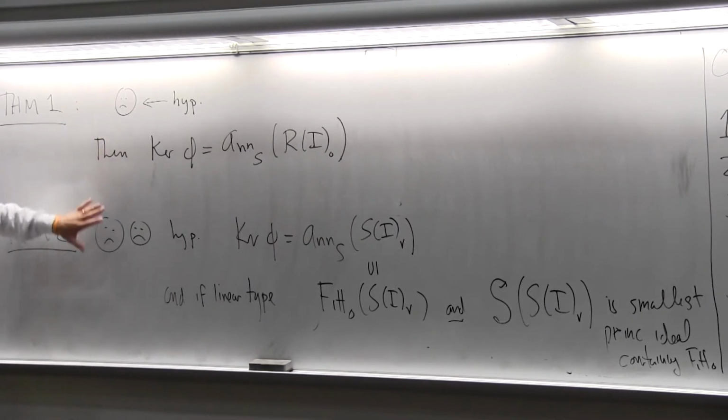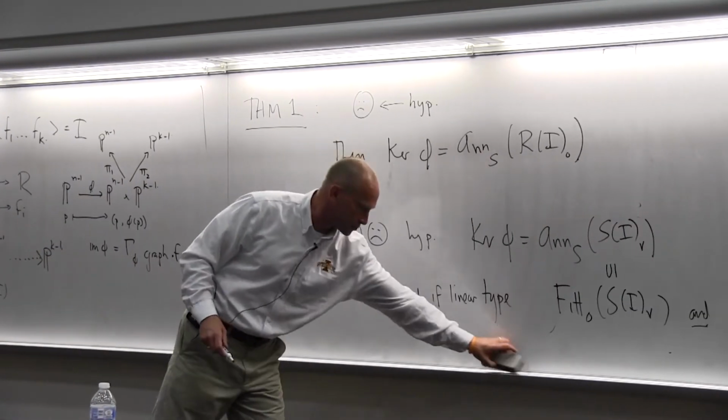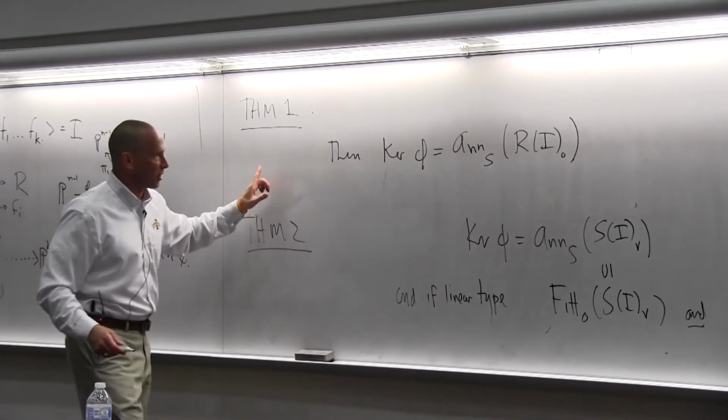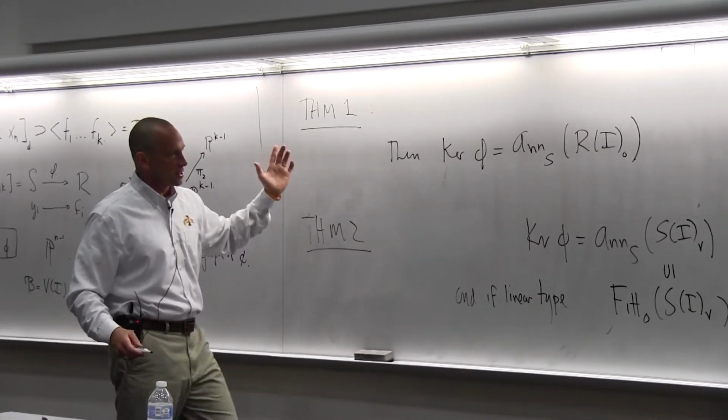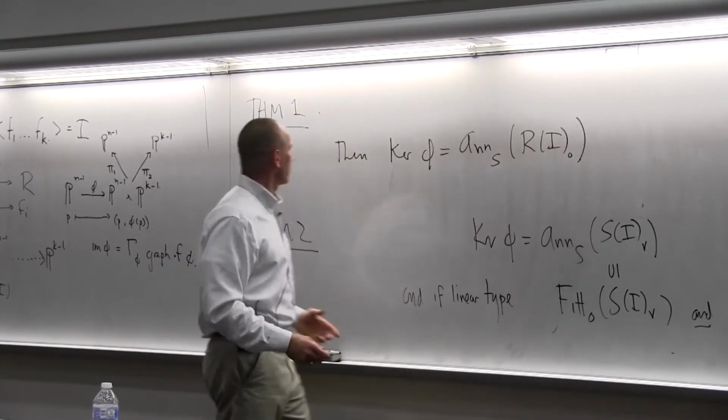But these hypotheses are both hypotheses on certain local cohomology modules, which are not hard to define, but which would take too long. So these are hypotheses on local cohomology, so I'm going to erase them now. So the first theorem is that the kernel of our map phi is the annihilator as an S module of this Rees algebra, right? And remember what the Rees algebra was.